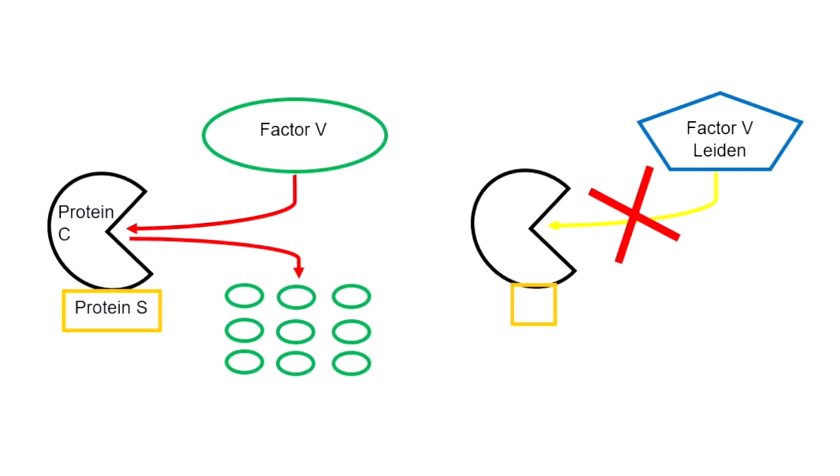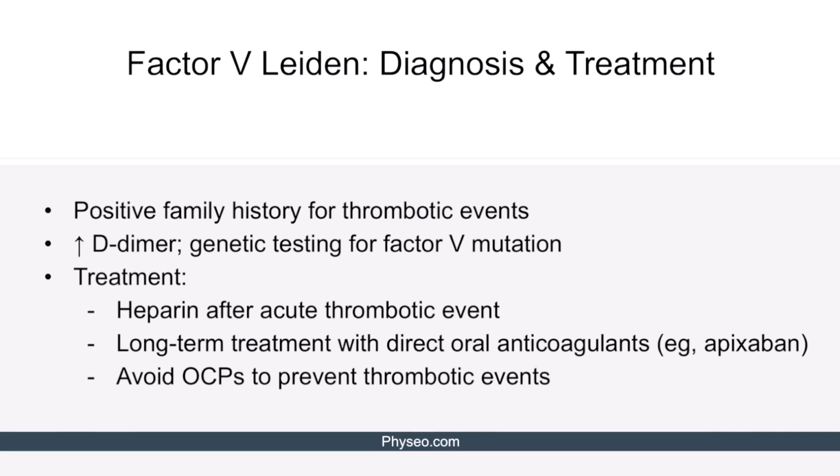Here you see the graphical representation of what factor V Leiden is. Normally, activated protein C, which consists of protein C and S, cleaves the factor V into small degradation products. When the factor V is mutated, activated protein C can no longer cleave it, resulting in accumulation of factor V Leiden.